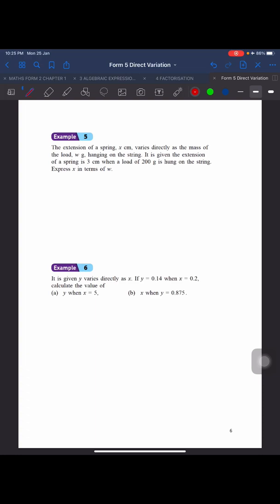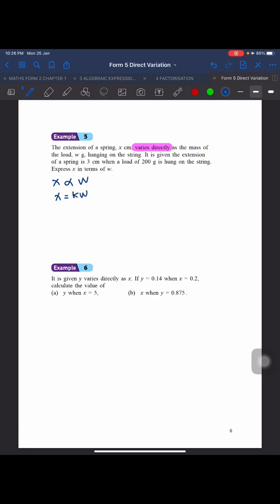The extension of a spring X varies directly, highlight this word, varies directly as the mass of the load W gram hanging on the string. It is given the extension of the spring is 3 cm when a load of 200 gram is hung on the string. Express X in terms of W. So we write the relation first. X varies directly as the load W. Then we change this form into equation form. So X equals kW.